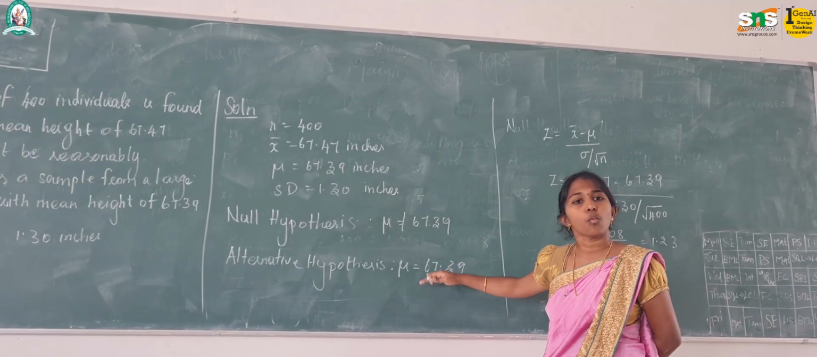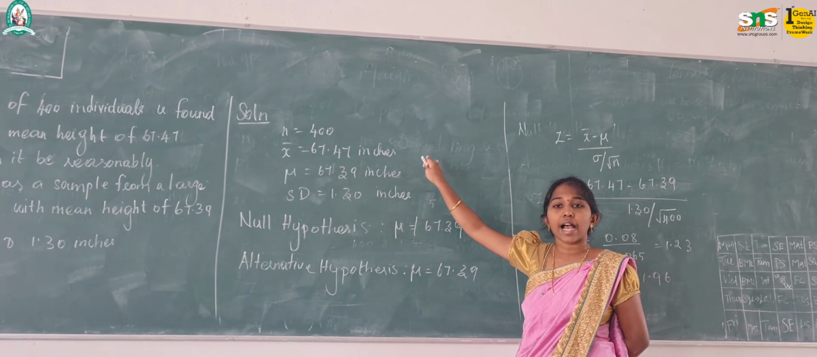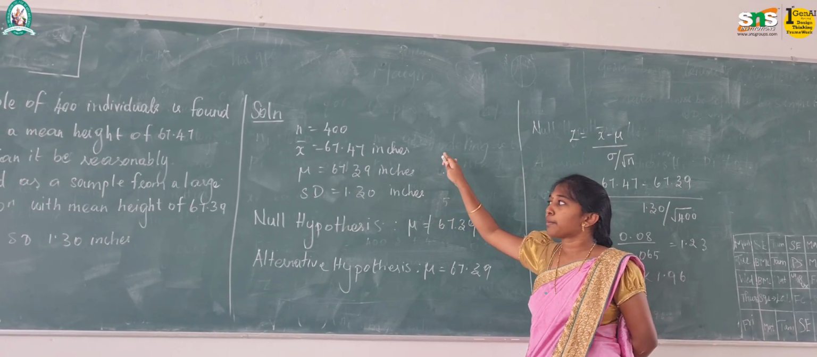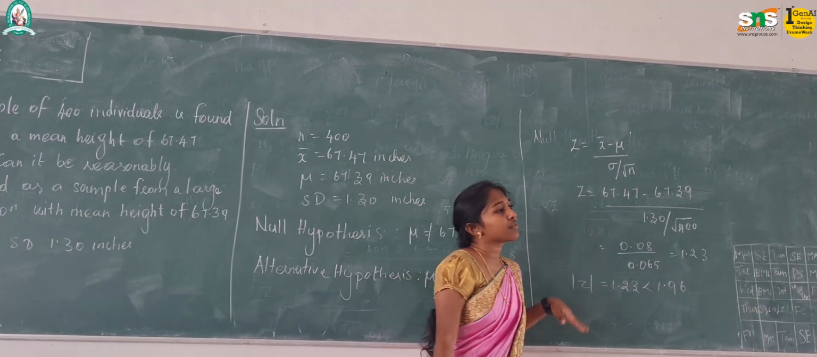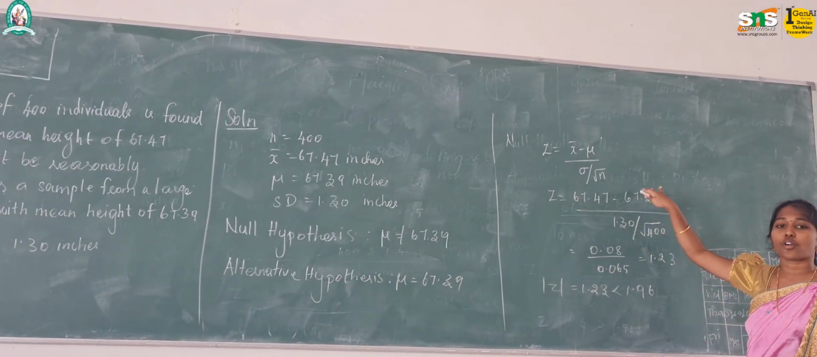Next we are going to find the z value. Here a sample mean as well as a population mean are given. So we are going to define the z formula for the sample mean and population mean. Here the formula is z is equal to x bar minus mu divided by sigma by root n. So this is the formula.